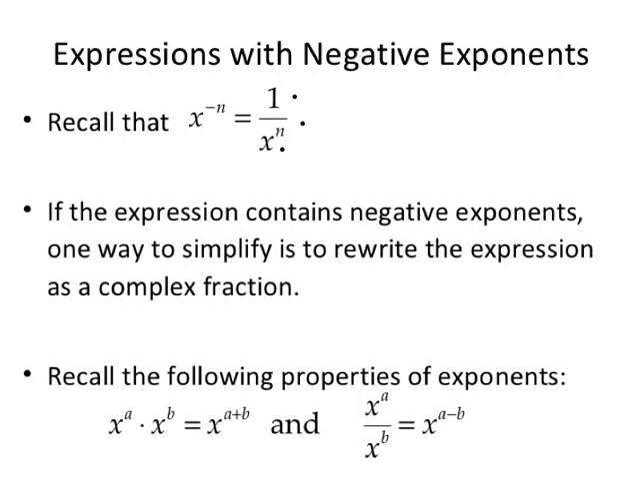If the expression contains negative exponents, one way that we can simplify is to rewrite the expression as a complex fraction. And then remember the rule for exponents. When you're multiplying exponents, you're really adding the two, and when you are dividing exponents, you're subtracting the two. All right, let's work our practice.